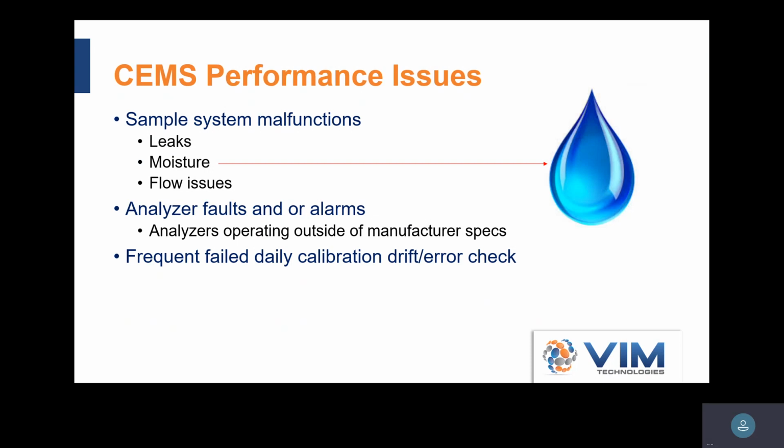A lot of times as well, there's analyzer faults or alarms that are displayed that maybe aren't being captured by the DAS. And if there's a fault or an alarm, that means that the analyzer is operating outside of its manufacturer specifications. So again, that can lead to inaccurate data. And then if you have frequent daily calibration drift check errors, that means you're failing the daily cal, you're generating a lot of invalid data, and the system's really not performing up to snuff. So if you see a lot of failed daily calibration drift checks, that means there needs to be more maintenance performed on those systems, because the daily drift check is a really good indicator of how the system is performing.